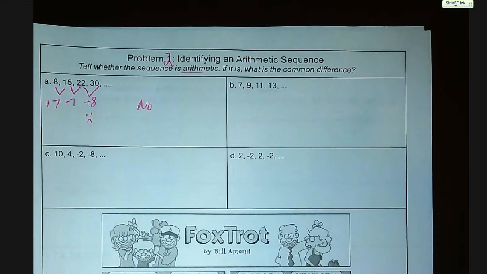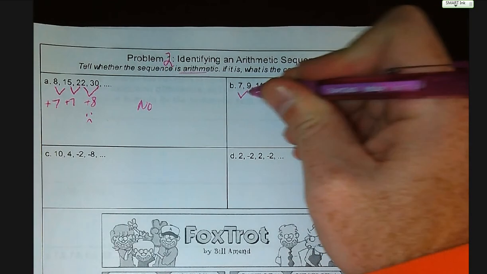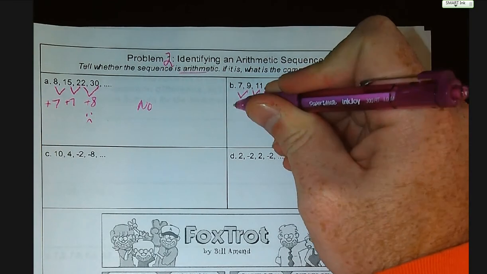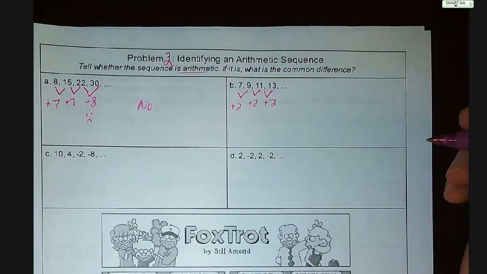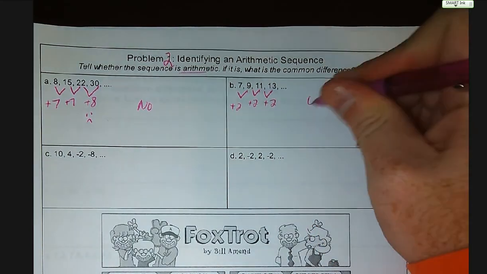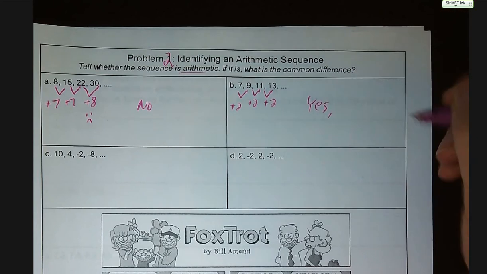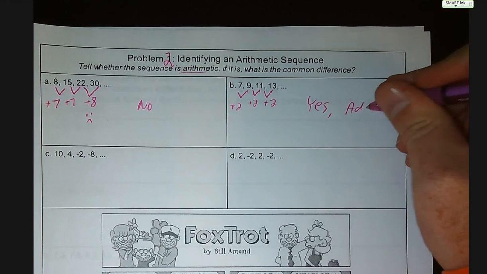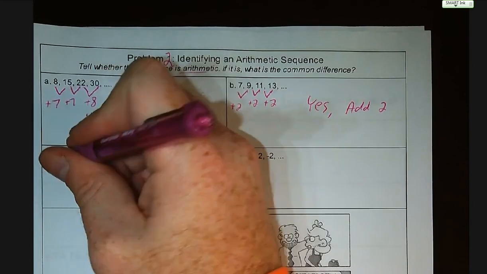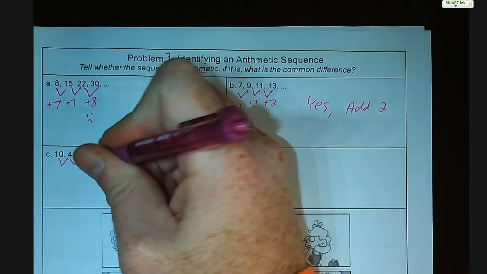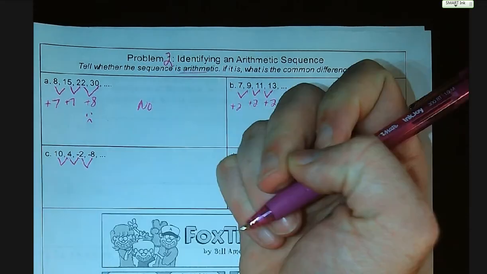For letter B, we have 7, 9, 11, and 13. You guys might see this one pretty quickly, but it's going up by 2 every single time. So this one actually will be an arithmetic sequence, and the common difference is going to be plus 2, or adding 2. For C, we have 10, 4, -2, and -8.